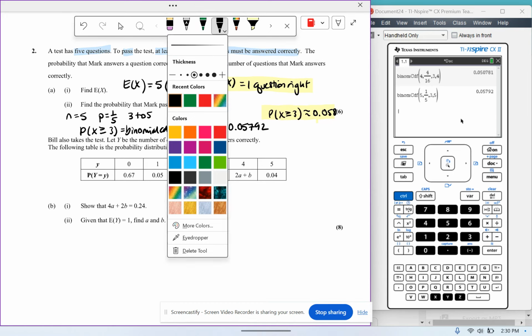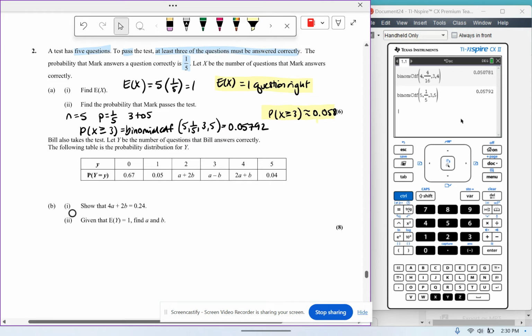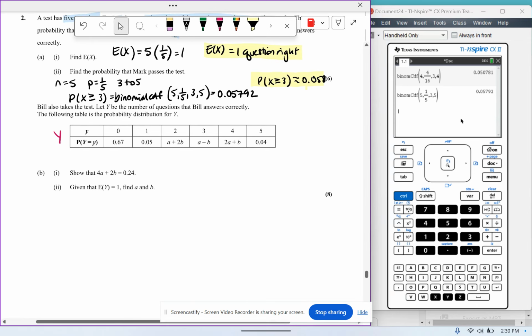So then Bill, another guy. Ooh, Bill, let's change the color. Bill, you're maroon. Bill also takes the test. Let Y be the number of questions that Bill answers correctly. The following table is a probability distribution for Y. So if I need Y, this is what I'm looking at. This is Bill answering questions correctly. The probability of him getting 0 correct is 0.67. The probability that he gets 1 question right is 0.05. And then the probabilities for 2, 3, 4, and 5 are all unknown. They are given in terms of A's and B's. Oh, wait, I lied. They give you 5. The probability of getting 5 questions right is 0.04.